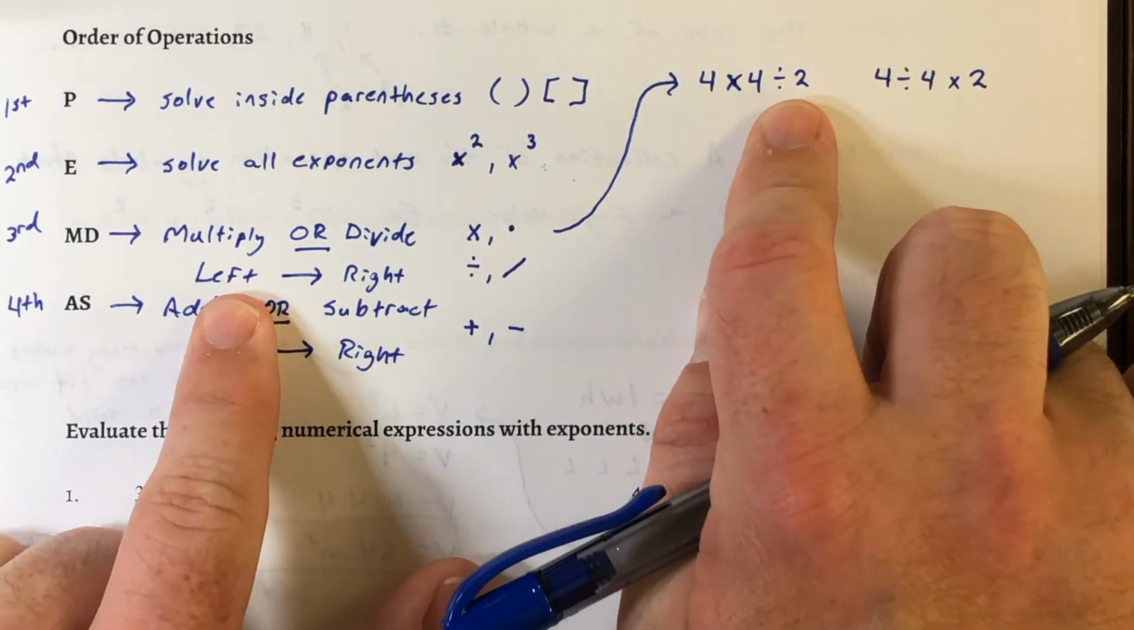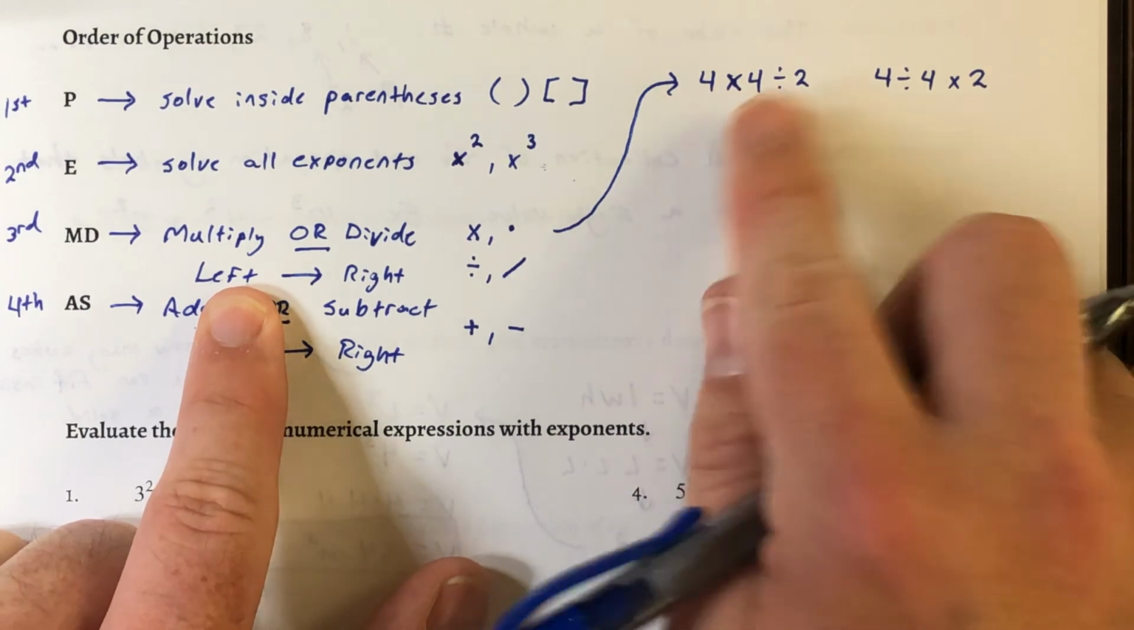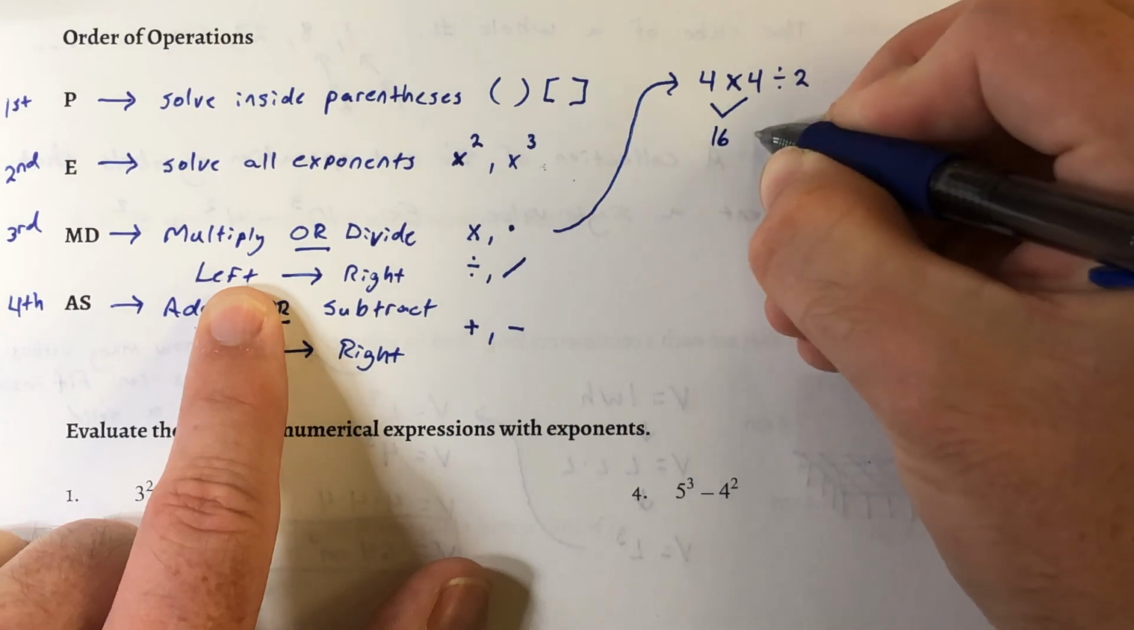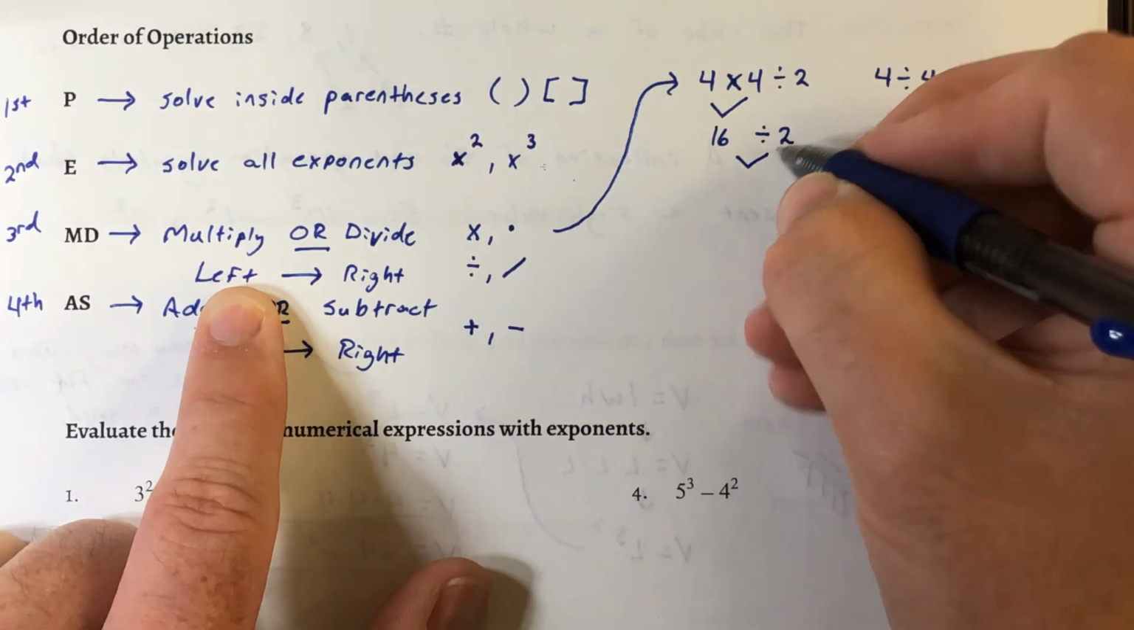Well, our steps say that you must work left to right. So I see multiply first. So I'm going to do my multiplication first. 4 times 4 is 16. And then I'm going to divide by 2. 16 divided by 2 is 8.